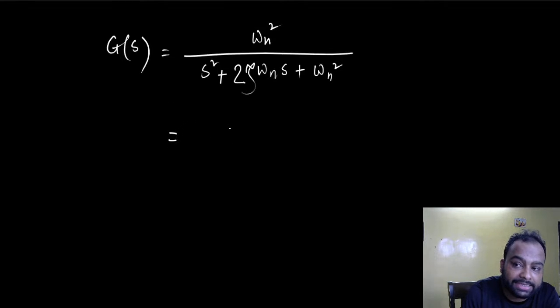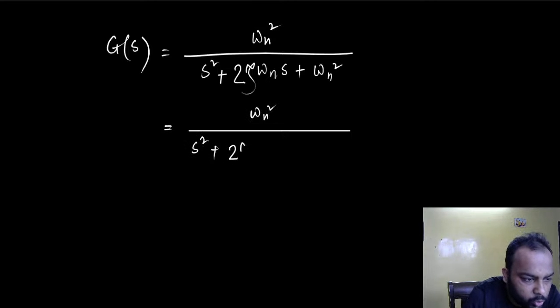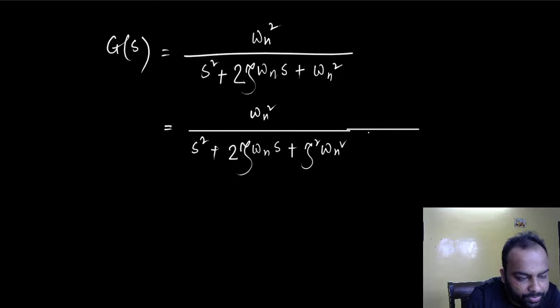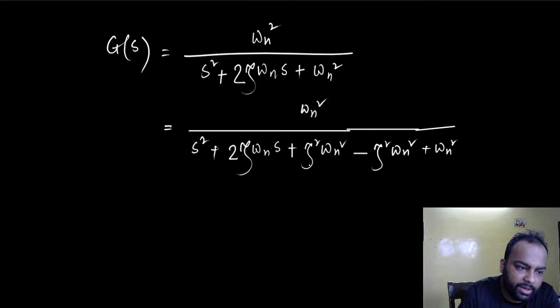All right, so let's do a simplification here. Keep in mind that zeta is greater than 1 here. On the numerator I have omega n square, on the denominator I have s square plus 2 zeta omega n s. Now let's write zeta square omega n square, so this becomes a whole square: s plus zeta omega n whole square. So I have to subtract this zeta square omega n square, and we had omega n square. That is the simplification, the edit we did. We added zeta square omega n square and subtracted zeta square omega n square.